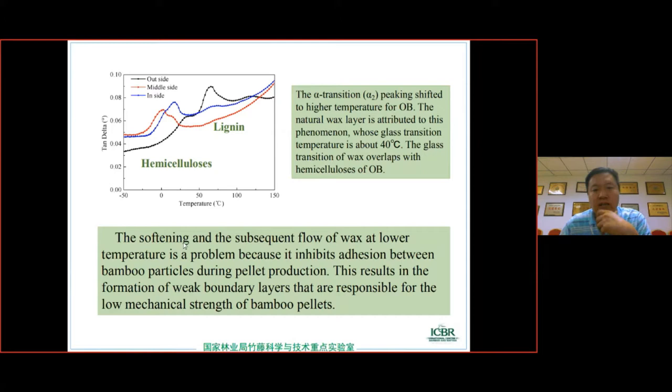The softening and subsequent flow of the wax at the lower temperature is a problem because it inhibits adhesion between bamboo particles during pellet production. This results in the formation of weak boundary layers that are responsible for the lower mechanical strength of the bamboo pellet.